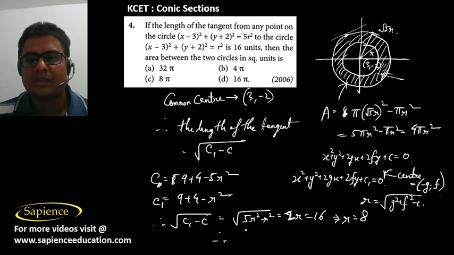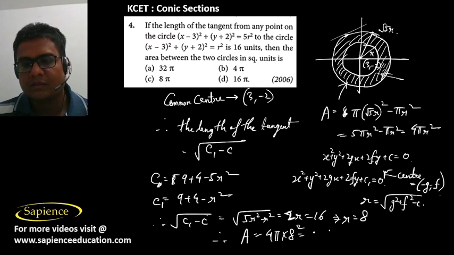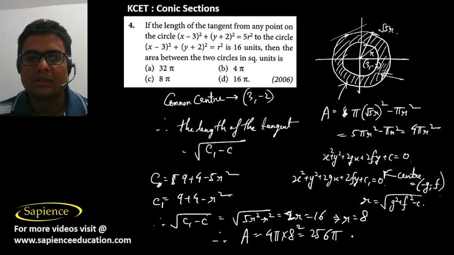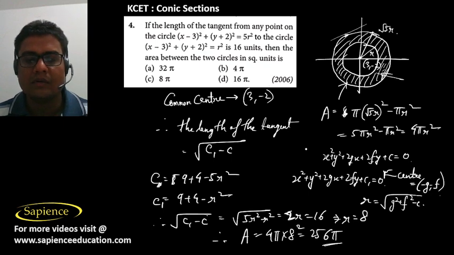So therefore the area of the region will be 4 pi r square, so 4 pi into 8 square, so this is 64 into 4, which is 256 pi. That is the required area. So it means that none of the options are correct.